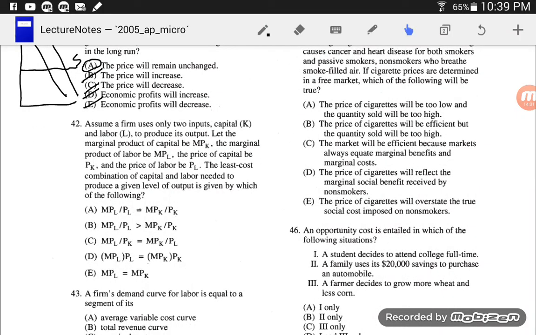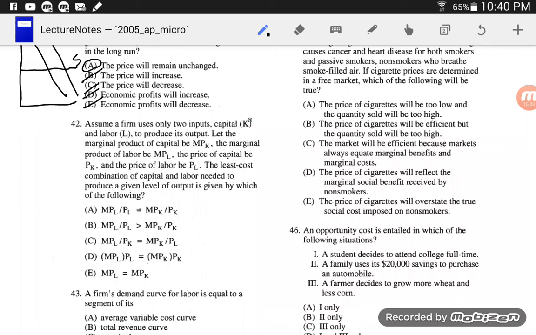42. Assume a firm uses only two inputs, capital K and labor L, to produce its output. Well, this one is going to be a mouthful. Let the marginal product of capital be MP of K, the marginal product of labor MPL, the price of capital be P sub K, and the price of labor be P sub L. The least cost combination of capital and labor needed to produce a given level of output is given by which of the following conditions? That one's a doozy. Pause this video and think about that for a second. Or maybe you didn't pause it and you just want to hear the answer.